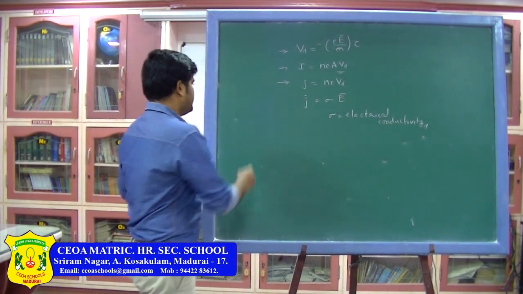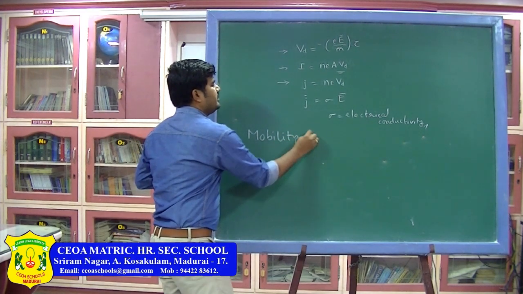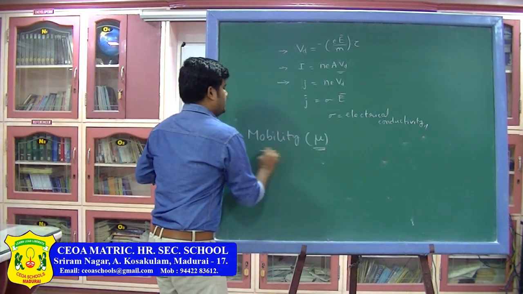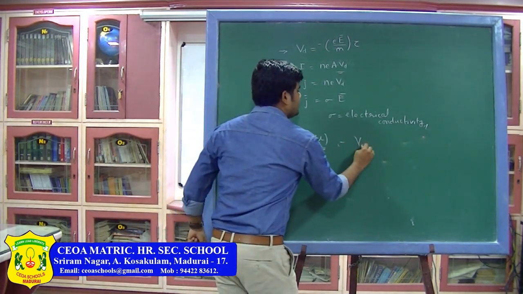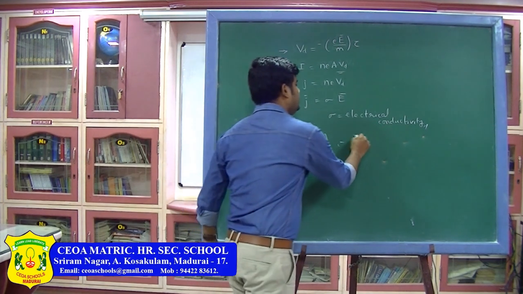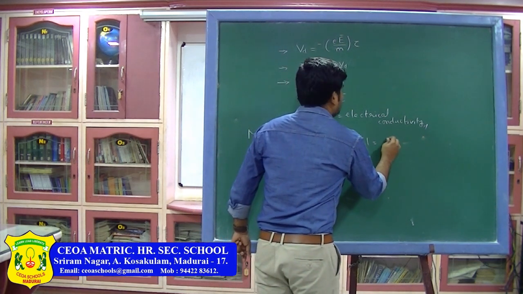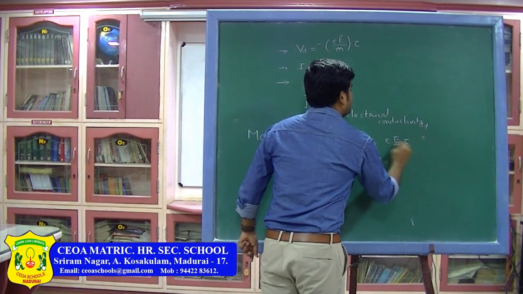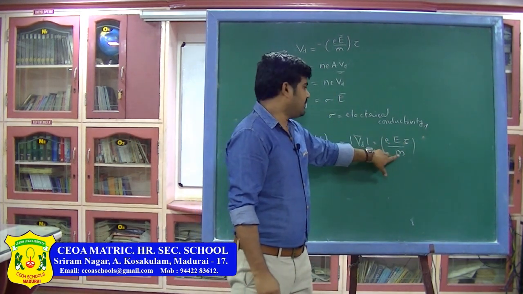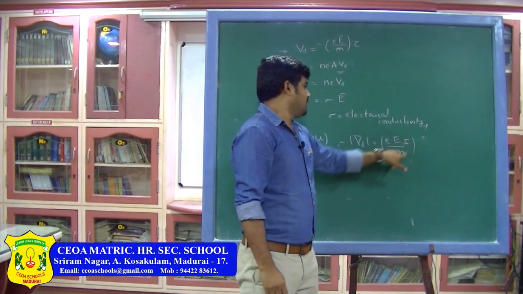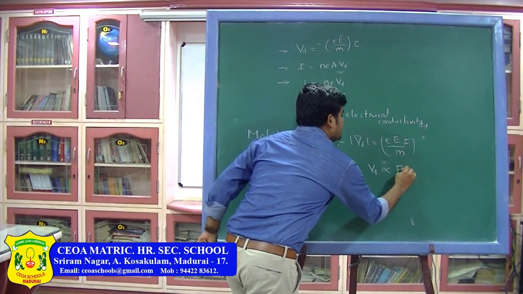Now, let us discuss what is mobility of charge carriers. Mobility, its symbol is mu. So, now if you take that expression for drift velocity, that is Vd, and take the magnitude of drift velocity, neglecting the minus sign, the magnitude of drift velocity is equal to e E tau divided by m. In this expression, e is the charge of electron, m is the mass of electron, and tau is the relaxation time, and you can write that the magnitude of drift velocity is directly proportional to the electric field.